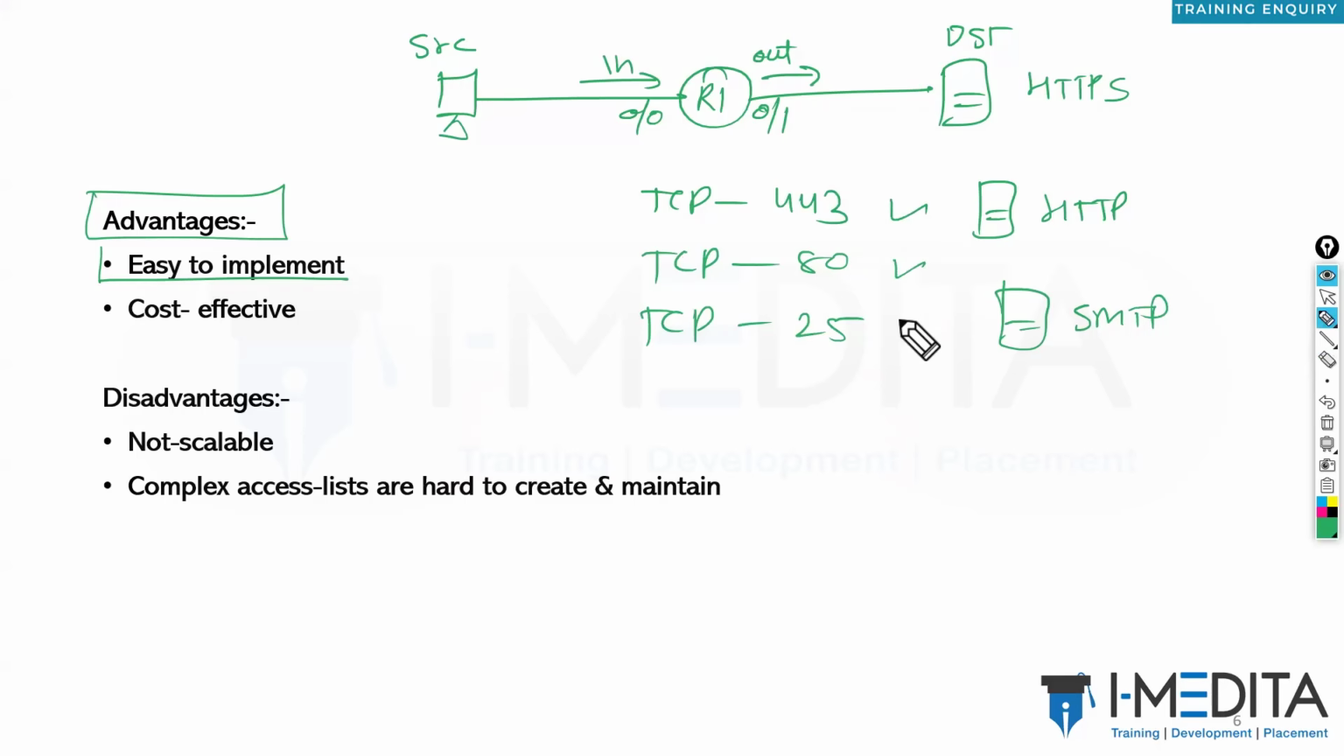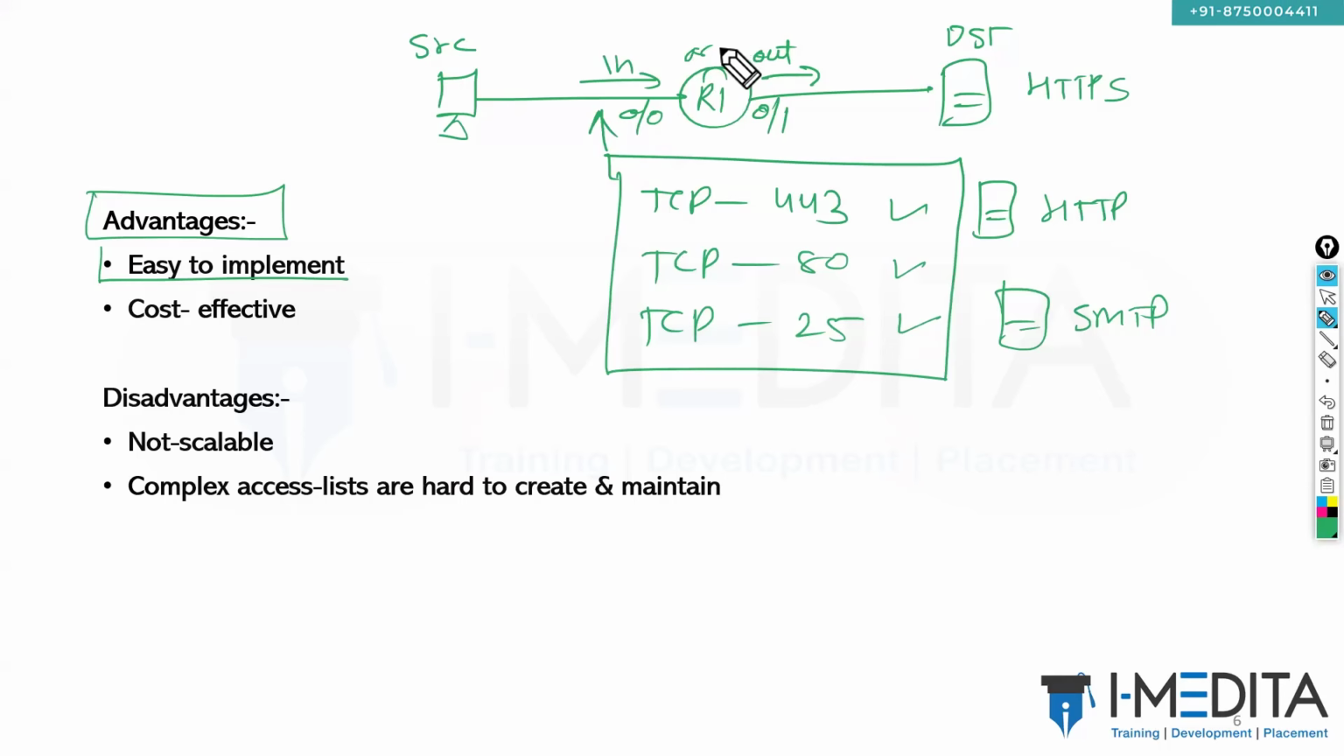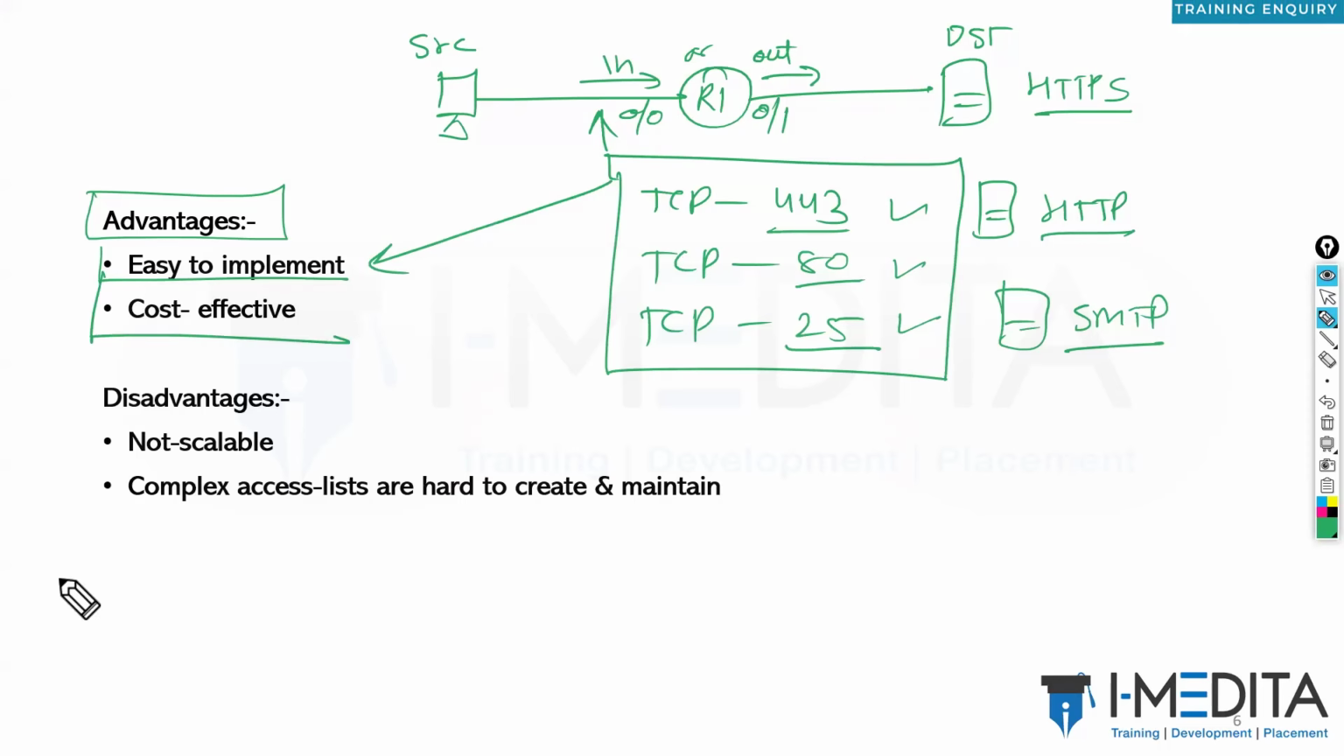In ACL, we need to allow these ports, and after allowing these ports, we can implement it in the in direction or in the out direction. If we know the port number of the application, then we can say it is easy to implement. Next advantage is cost effective.